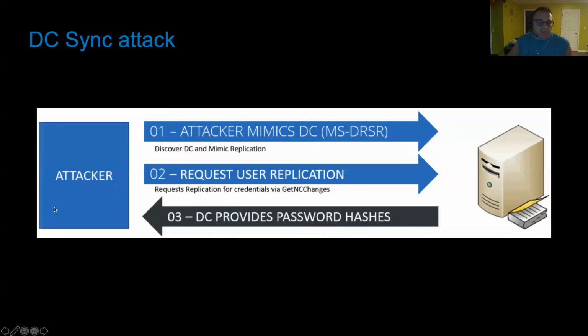The way it works is, again, the attacker mimics the DC using MS-DRSR. It discovers the DC and mimics replication. Then it requests user replication, requests replication of credentials via GetNCChanges, and the DC provides password hashes to the attacker.